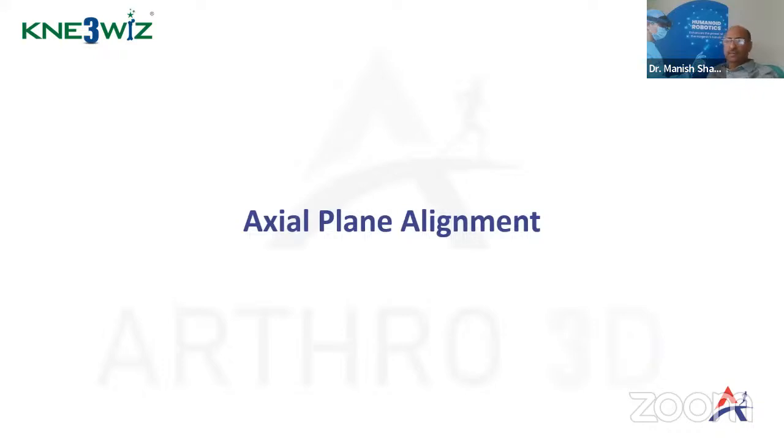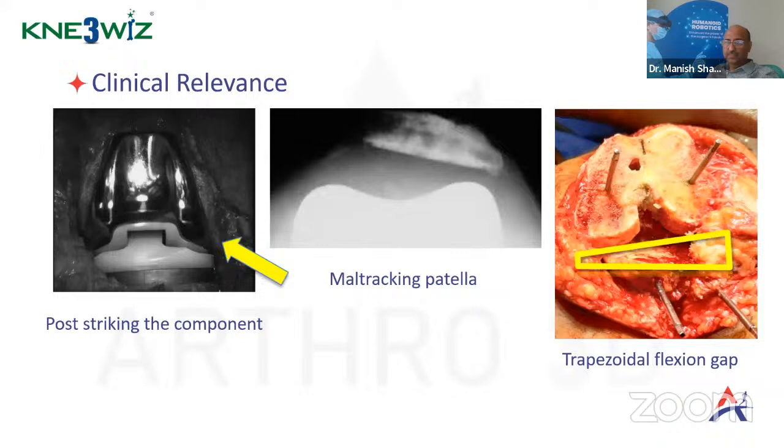Coming to the axial plane, probably this has been the least described amongst alignments. How is it clinically relevant? A trapezoidal gap, mal-tracking patella, and the post striking the component. The post in the polyethylene striking the component. This is where the rotational alignment comes into play.